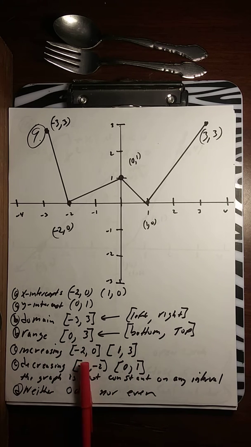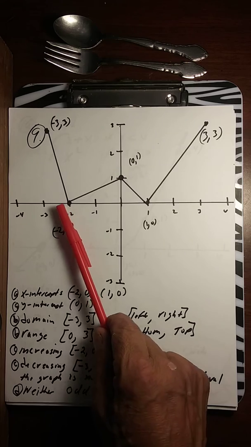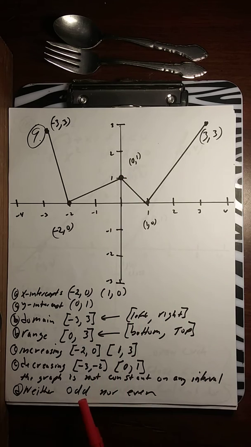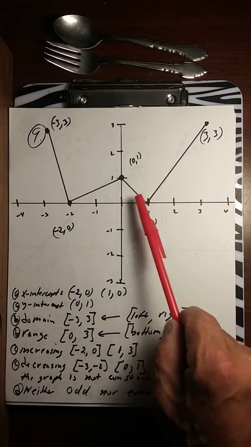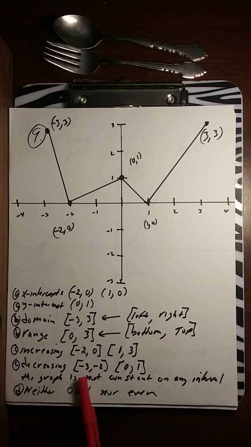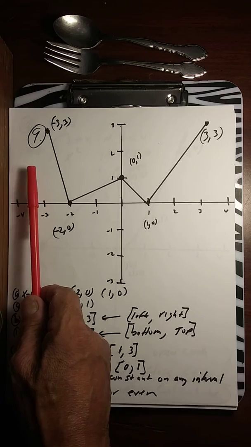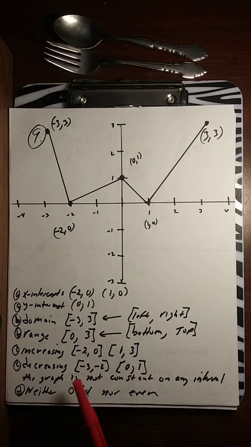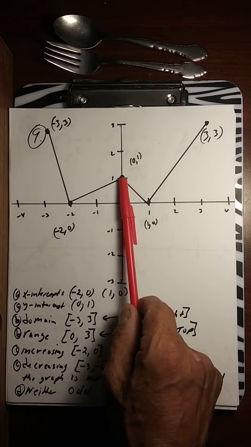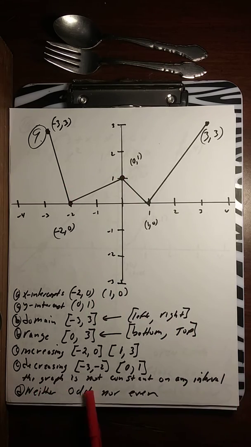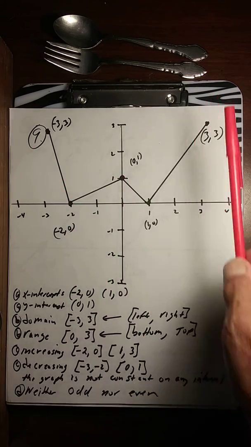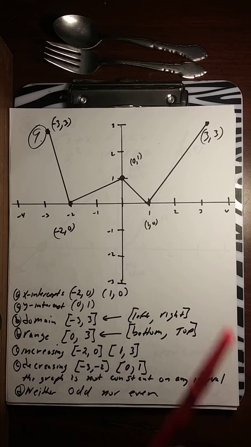Increasing from negative 2 to 0. From here to here, it's going up. And then from 1 to 3, it's going up, up, up, increasing. Decreasing from negative 3 to negative 2, down. And from 0 to 1, it's going down. So this graph is not constant anywhere. It's down, up, up, down, up. So it's neither even nor odd.